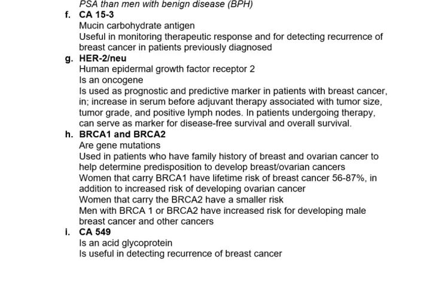The next two tumor markers are BRCA1 and 2. Sometimes you'll hear it referred to as BRCA1 and 2 for short. These are gene mutations. It's used in patients who have a family history of breast and ovarian cancer to help determine predisposition to develop breast and ovarian cancers.